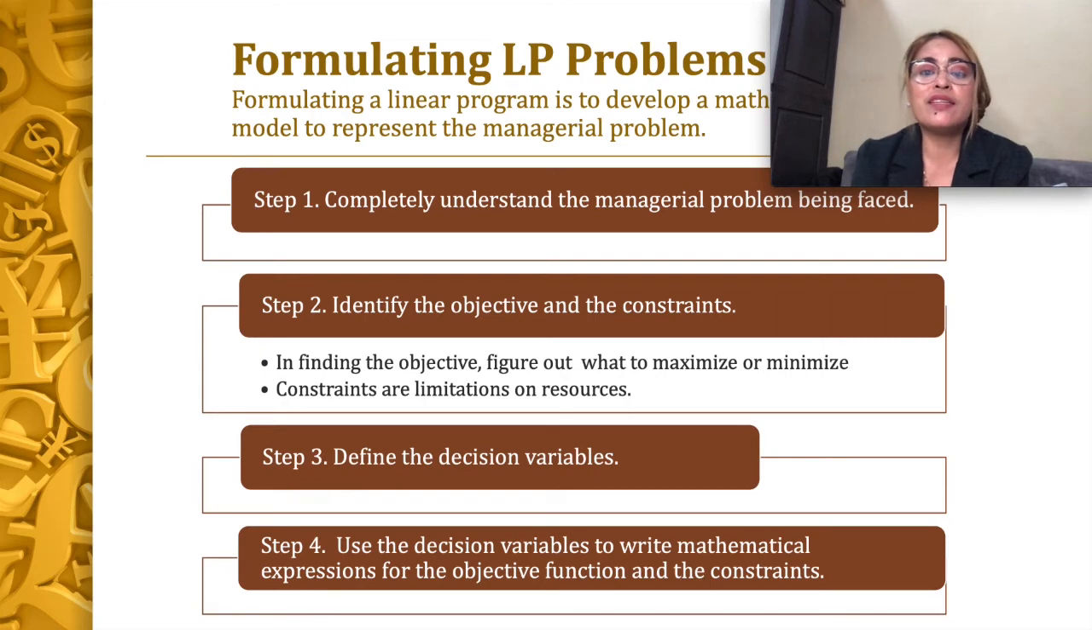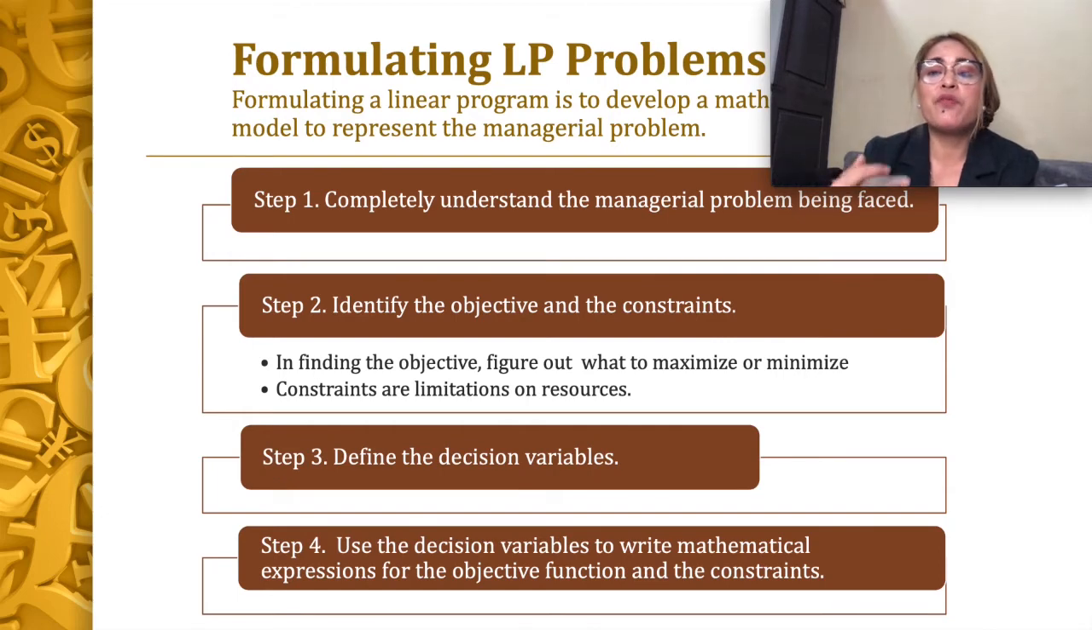And in finding the objective, like I said earlier, we figure out what to maximize or minimize. And for the constraints, constraints are limitations on resources. Like I said, this could be limitations on your money to be allocated in the production of certain products that your company is producing, or constraints on time. Third is to define the decision variables. Decision variables, these are actually things whose quantity we need to determine. And four, use the decision variables to write mathematical expressions for the objective function and the constraints.